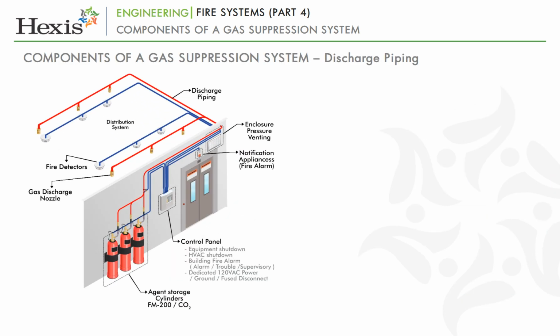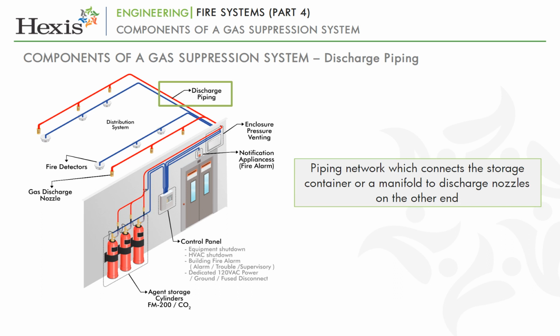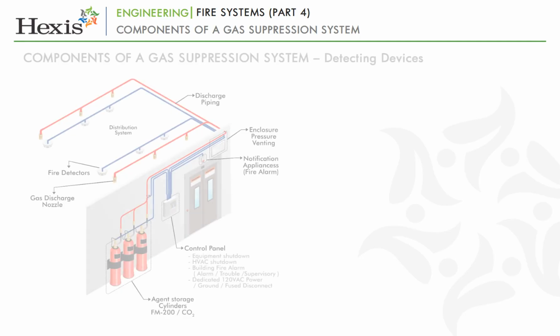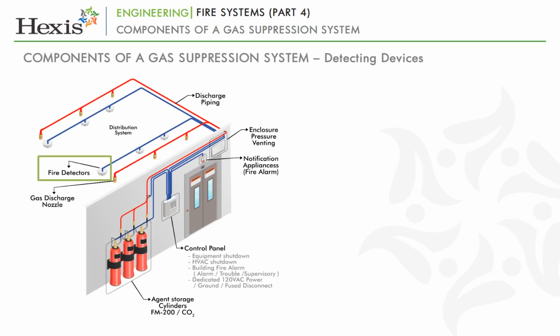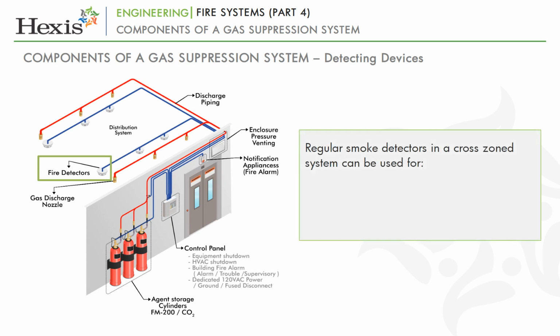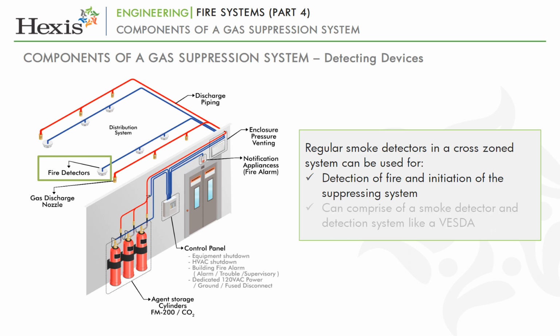The next component is discharge piping. Discharge piping is a piping network which connects the storage container or a manifold to discharge nozzles on the other end. Next are the detecting devices. Regular smoke detectors in a cross-zone system can be used for detection of fire and initiation of the suppressing system. It could also comprise a smoke detector and another detection system like VESDA.